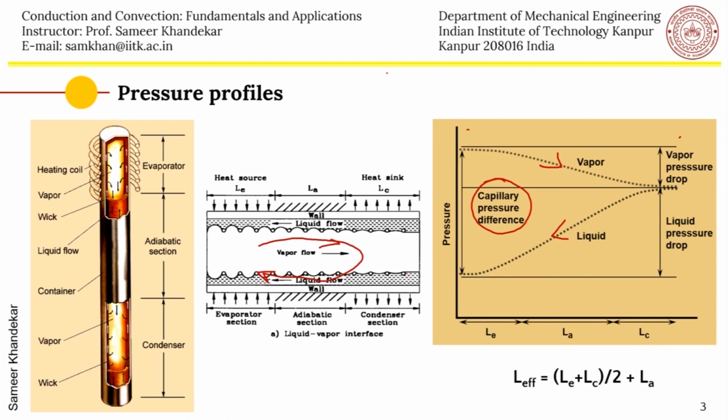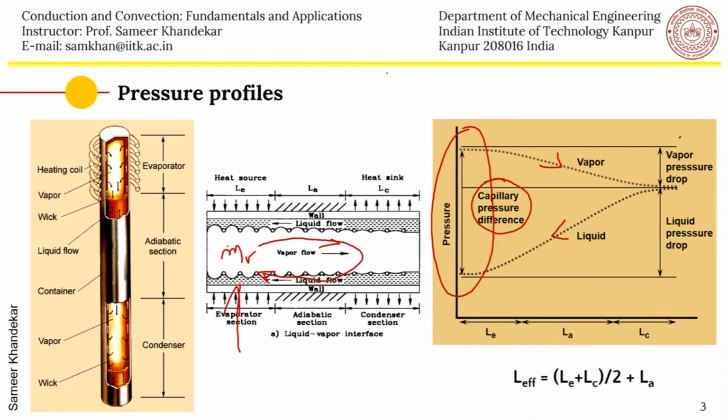Naturally, as you keep on increasing the heat flux, the mass flow rate of vapor increases and the pressure drop here increases, and then finally it will not be able to sustain it because it will go beyond the maximum pressure which can be generated by the capillary. So we will see that in the capillary limitation.